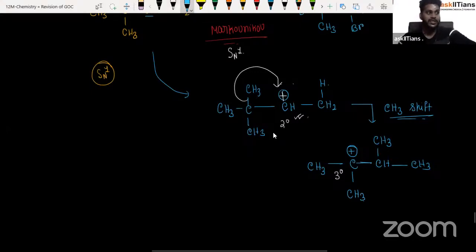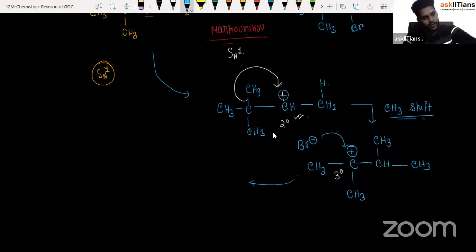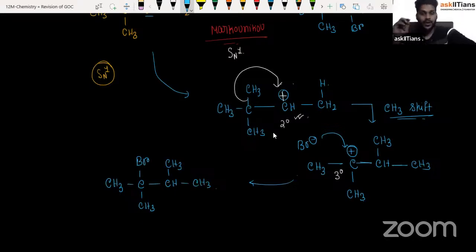And because of the methyl shift, now the bromine would come and connect over here. So what would you get? CH3, C, CH3, Br, CH, CH3. This is the final product because of the methyl shift. All right. Are we clear? Write it down now.